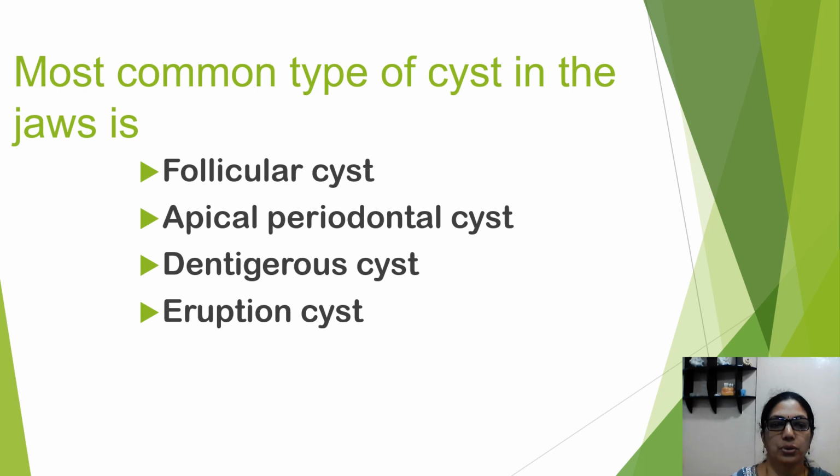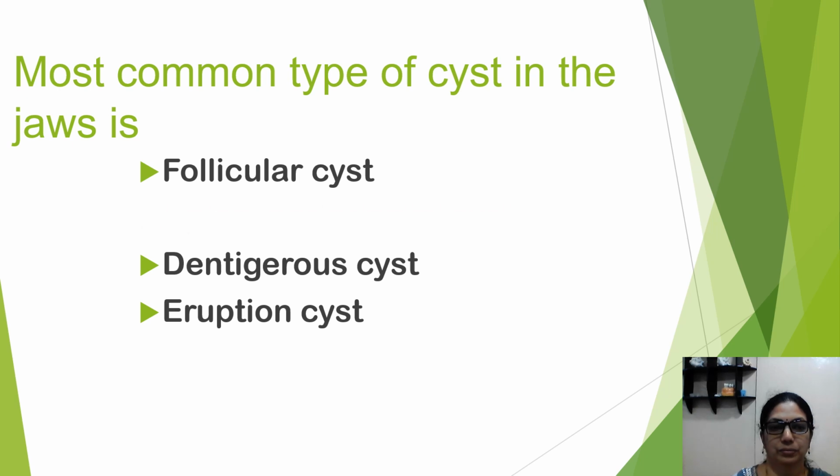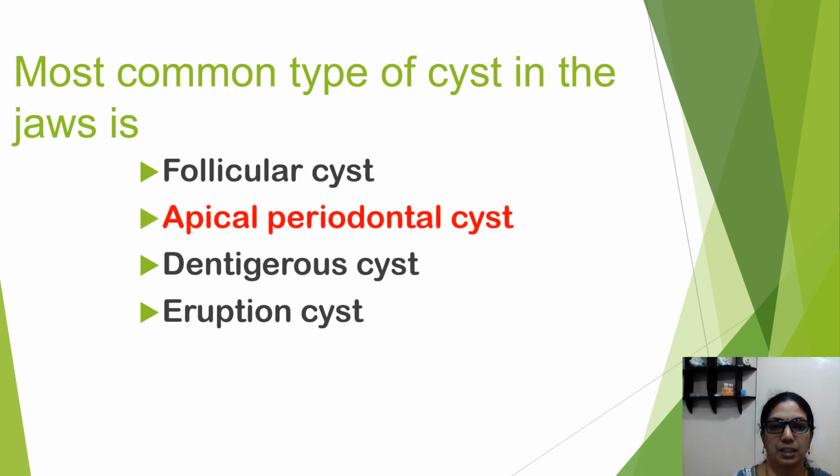Next question is, most common type of cyst in the jaws. Which is the most common type of cyst? Is it follicular cyst, apical periodontal cyst, dentigerous cyst, or eruption cyst? Just go through this. Which is the common type? The most common type of cyst in the jaws is the apical periodontal cyst, otherwise known as radicular cyst.